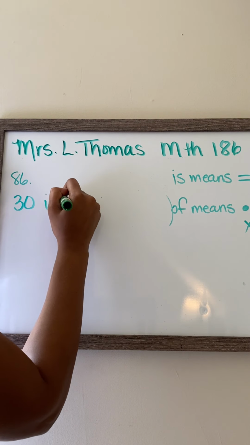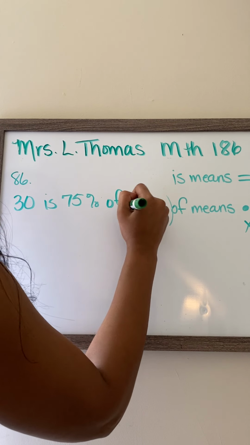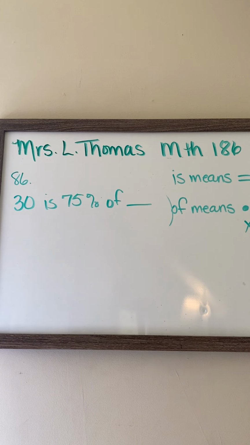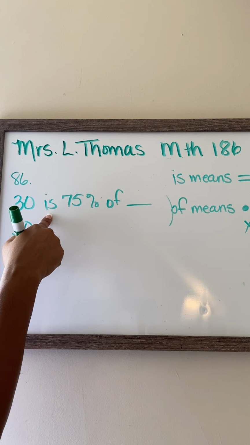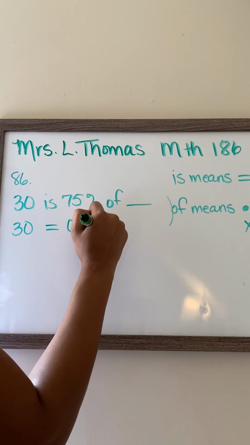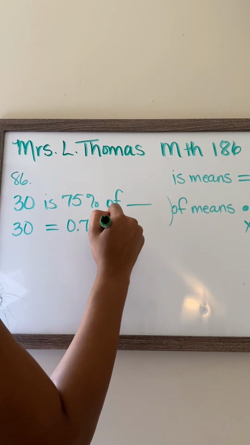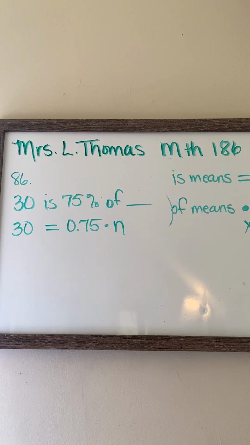30 is 75% of, and it has a question mark, okay, in my mind. So let me write this down. So 30, so "is" means equal, correct? 75%, let me write that as a decimal. "Of" means I'm multiplying something, but the blank space is nothing, so I'm going to put an N. Put an N next to that.